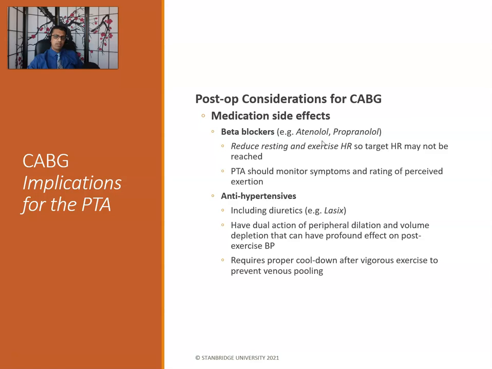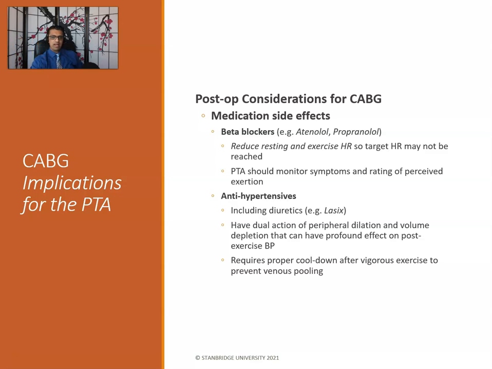Medications: beta blockers, atenolol and propranolol, reduce resting and exercise heart rate, so target heart rate may not be reached. PTA should monitor symptoms and rating of RPE. So when patients are on beta blockers, let's say you have them go up and down stairs and their baseline heart rate was 80. Well, even after doing the stairs, it's still 80. You and I know that the heart rate should increase, but on beta blockers, sometimes it's suppressed. But you see the patient, they're just huffing and puffing, they're sweating. Well, that's the beta blocker. So we go by what the patient perceives. If they say they're out of breath, if they look like they're out of breath, then you go with that versus what the objective measurement is.